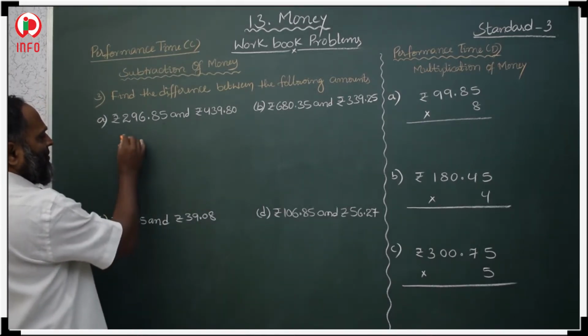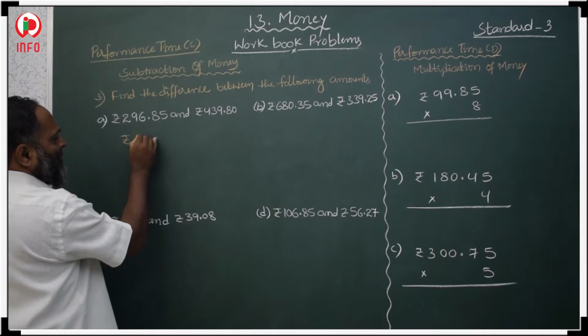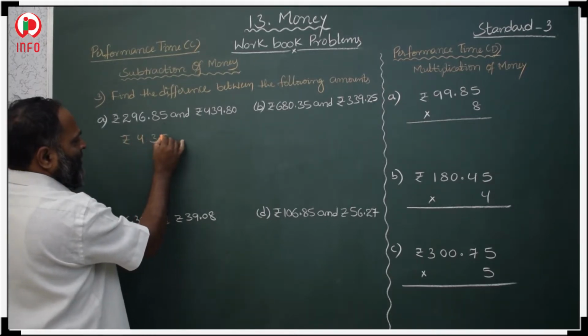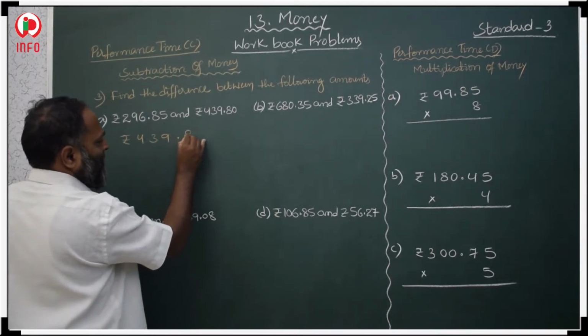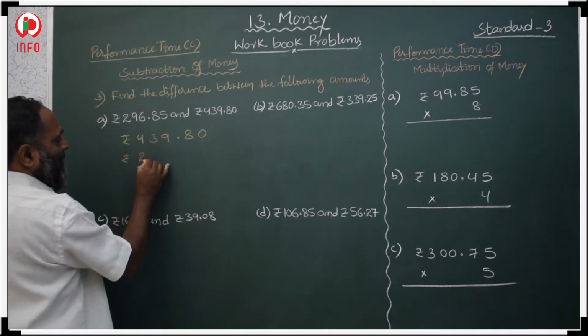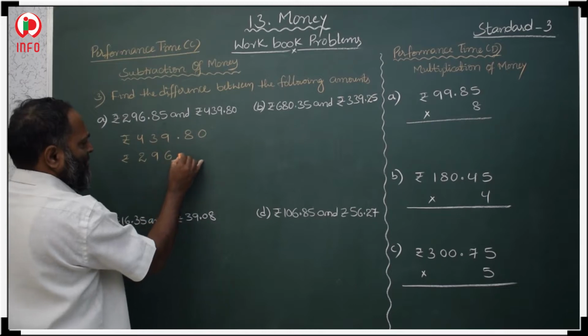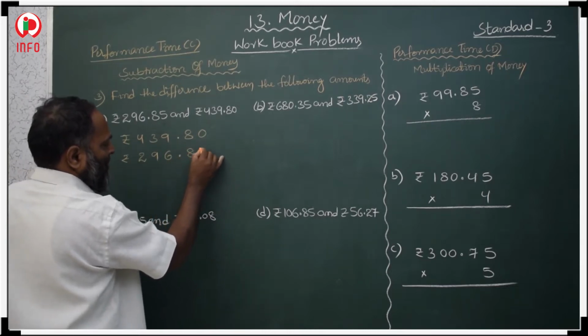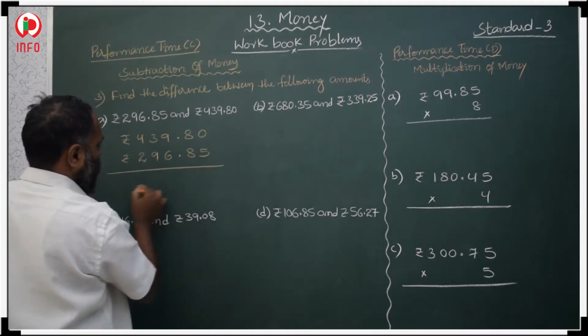439 rupees and 80 paisa. The second one is 296 rupees 85 paisa. Now subtract.